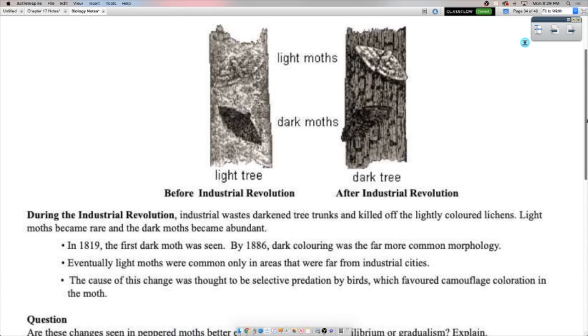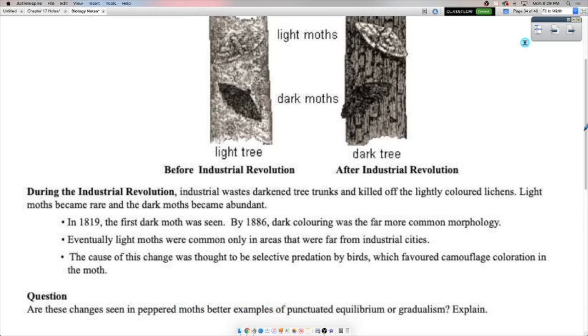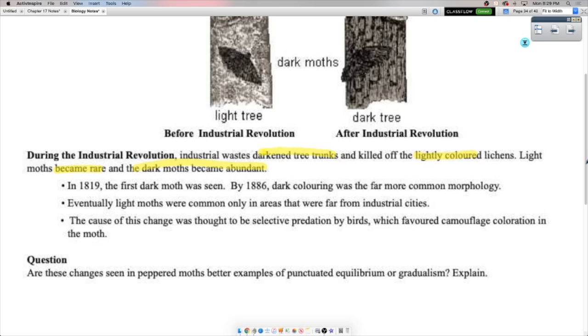During the Industrial Revolution, industrial waste darkened tree trunks and killed off the lightly colored lichens. So we're getting tree trunks that suddenly become darker and lichens that are light, well, dying off. Light moths became rare and the dark moths became abundant. In 1819, the first dark moth ever was seen. Light moths were way more popular. No one had even seen a dark moth.